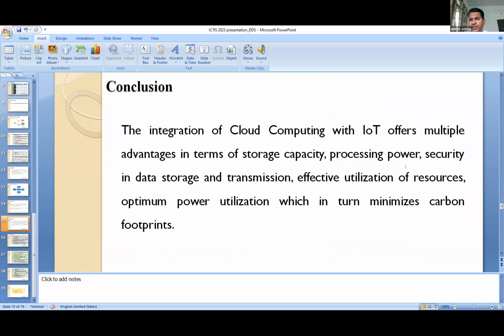The conclusion: the integration of cloud computing with IoT offers multiple advantages in terms of storage capacity, processing power, security in data storage and transmission, effective utilization of resources, and optimum power utilization, which in turn minimizes the carbon footprint. So our intention is to minimize the footprints, because there is a lot of engagement of virtual machines, and those virtual machines are only doing immaterial tasks, not doing the processing or computing as such, just converting one form into another and just segregating the data. So to avoid that, we need to employ such a system.